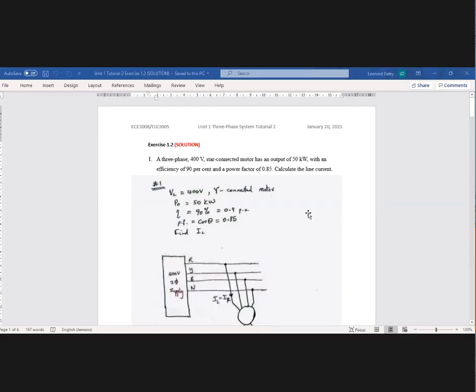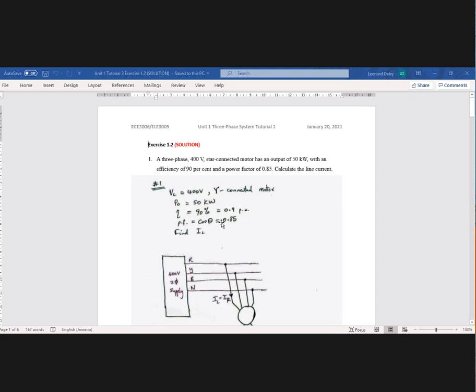So quickly then, for question 1, the Y-connected motor: 400 volt line voltage, output power 50 kilowatts, efficiency is 90%, or in terms of per unit, 0.9. Per unit means that the units cancel. So output power over input power. Both are in kilowatts, so the units cancel. So it's just per unit.